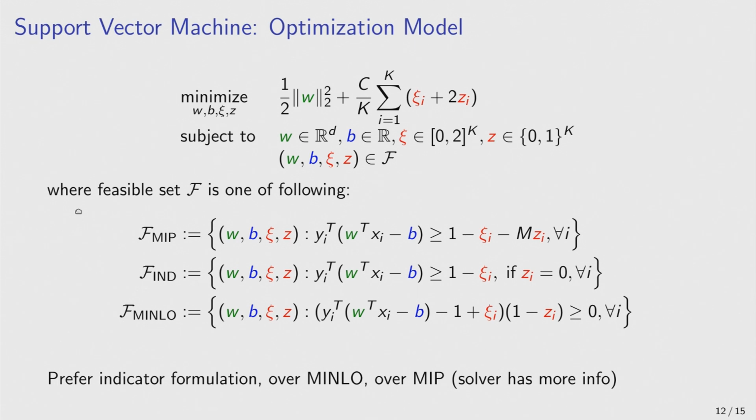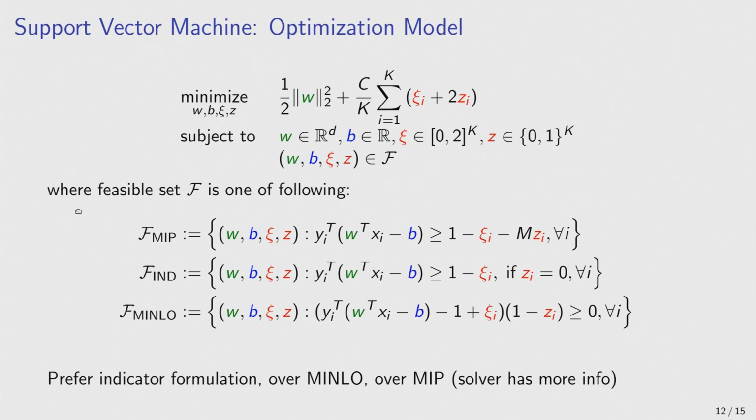There's the mixed integer linear optimization way, where you have a big M variable, and so you're counting how many times you're misclassifying something. There's an indicator variable, which says that if zi is equal to 0, then you want this constraint to hold. So that's the indicator constraint that we had in the last lecture.